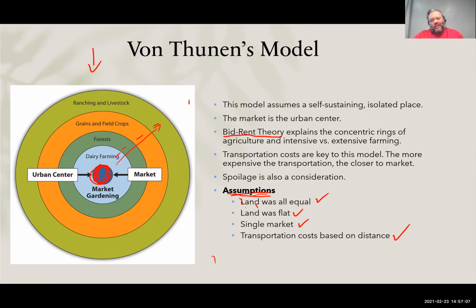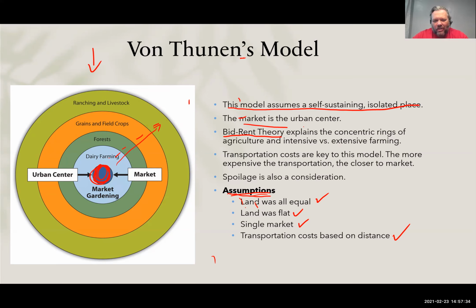And so, while I personally think that this model is quite outdated for today's world and today's discussion, there is some of this that you can look at and say, okay, and the bid rent theory is one of those, but that's its own theory anyway. This model assumes a self-sustaining, isolated place, and so this was before the trade networks that we see today, before the supply chains that we see today.